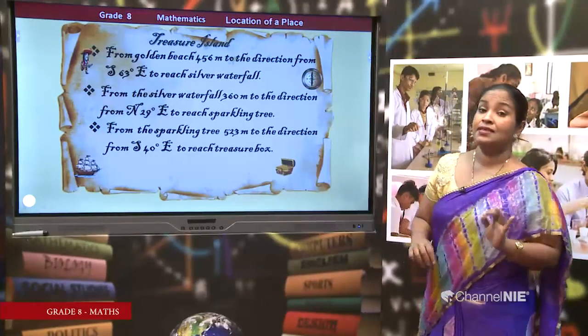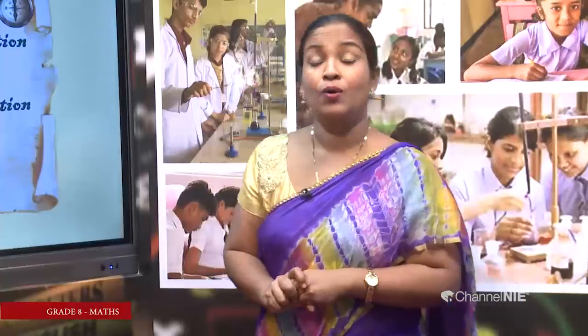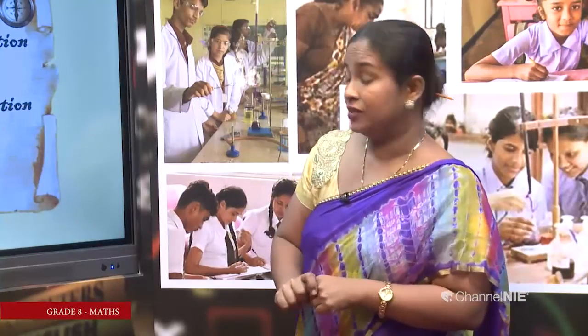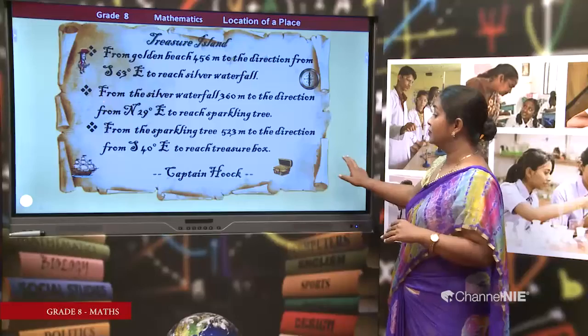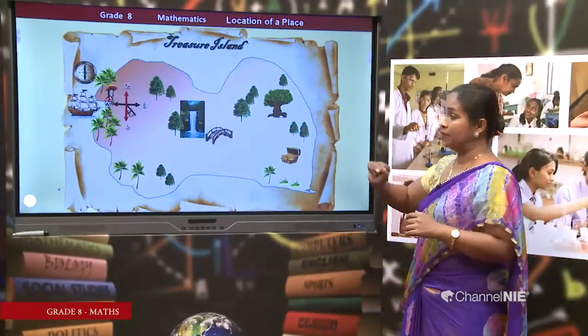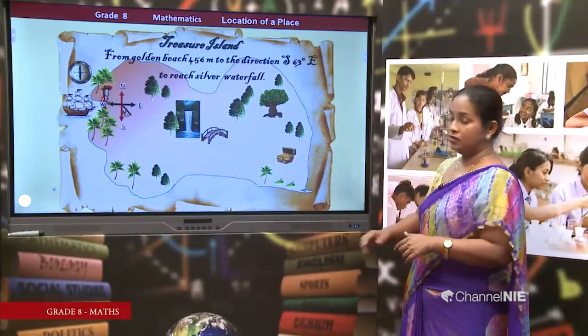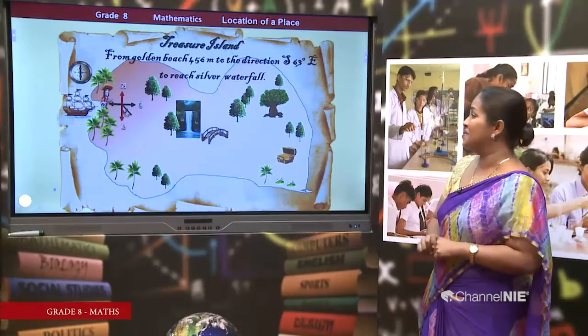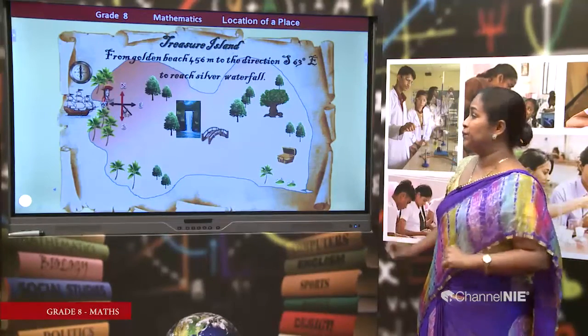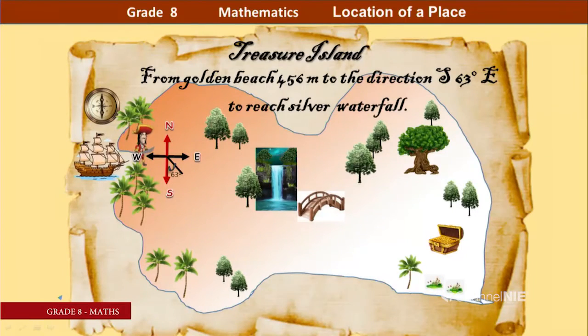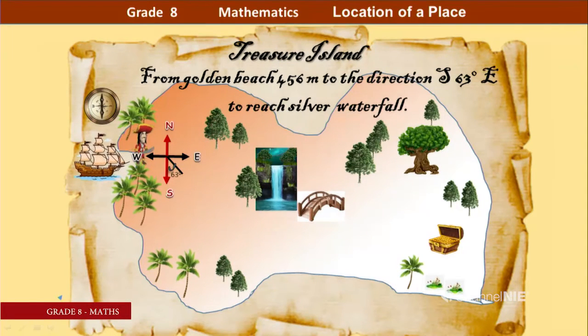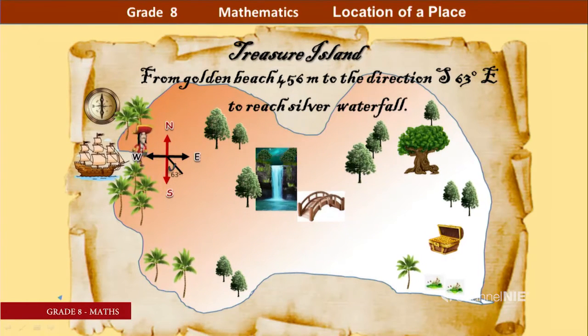We'll see this step by step. How Captain Hook reached the treasure. The first step. Now he is at Golden Beach. Can you see his ship there? Yes. Okay. What is the first step? From the Golden Beach, 456 meters in the direction from south to east, 63 degrees to reach the Silver Waterfall.